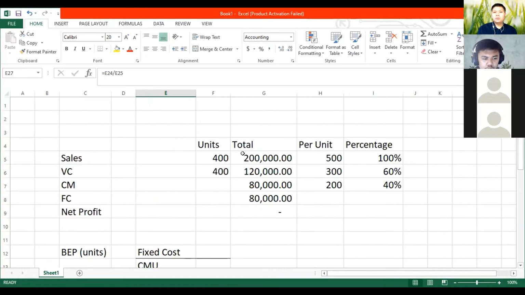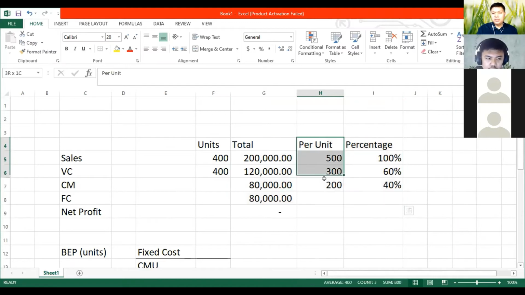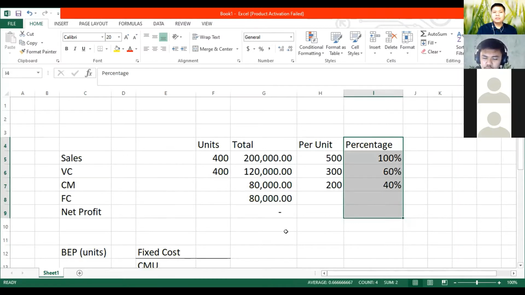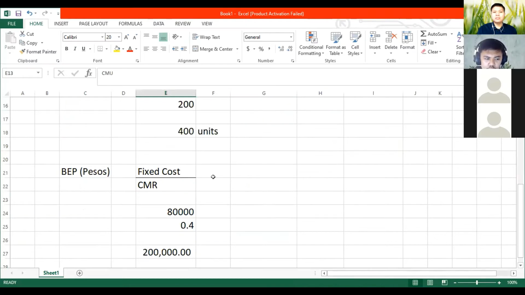So it's better to do this. Dapat meron kang ganito. Or at least ito man lang. If you are asked of the break-even sales in units, you use this. If you are being asked of the break-even sales in pesos or dollars, you use this. And you have this formula. Fixed cost divided by CMU for units. Fixed cost divided by CMR for pesos. Okay, so I'll go back to my slides.